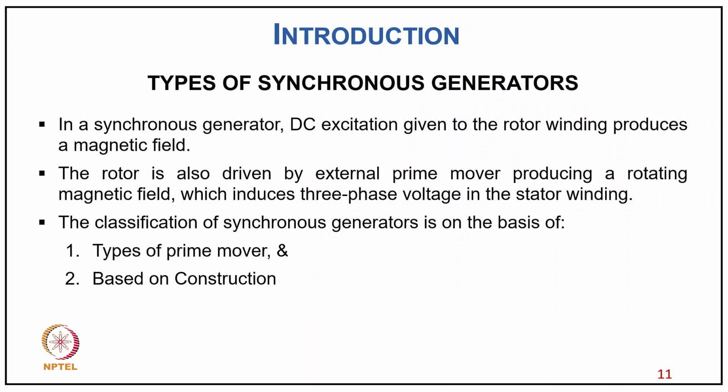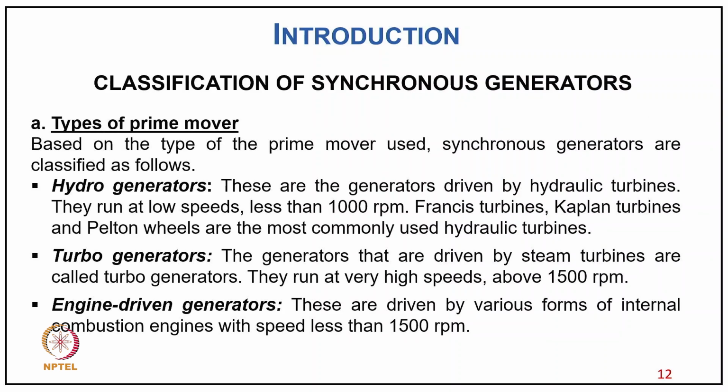In a synchronous generator, DC excitation is given to the rotor winding, which produces a magnetic field, and the rotor is also driven by an external prime mover, producing a rotary magnetic field which induces three-phase voltages in the stator winding. The classification of synchronous generators is based on the type of prime mover and on construction.